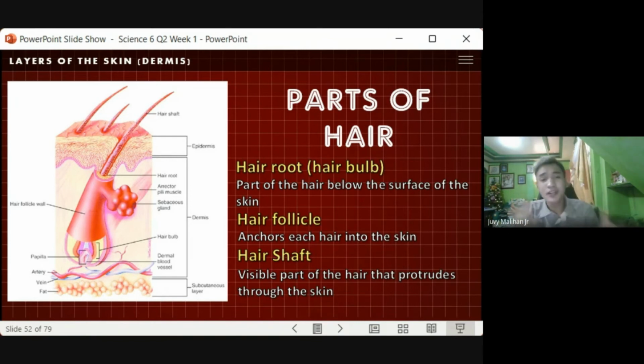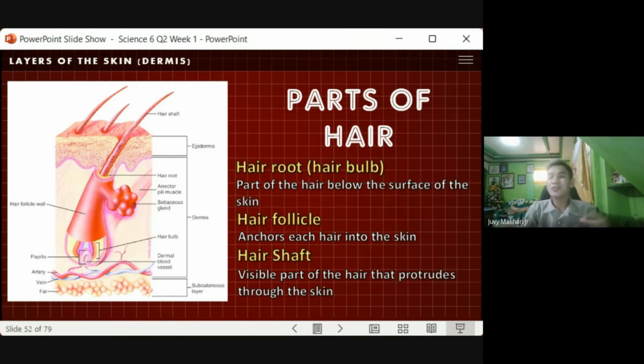So, the hair color, class, depends on the amount of melanin people have. The more melanin, class, the darker the hair color will be. That's why old people tend to have gray or white hair, because as they grow older, less melanin is being produced. Kokonti na lang yung melanin. Okay, so that is all about the second layer of the skin, dermis.